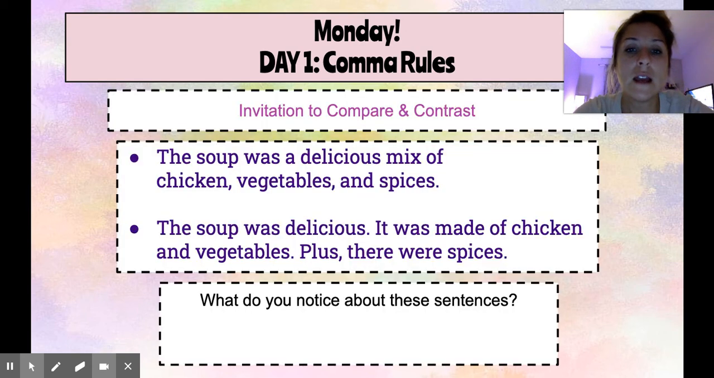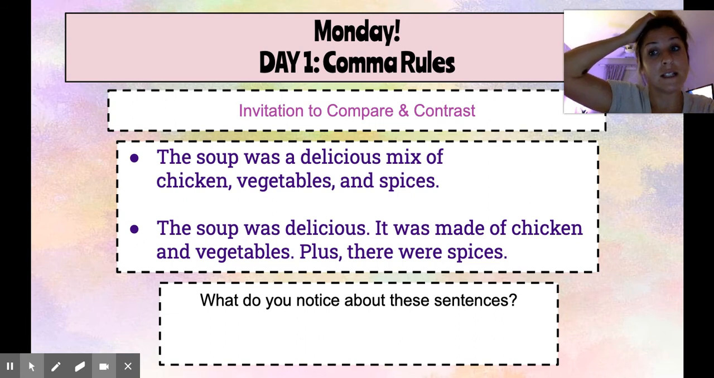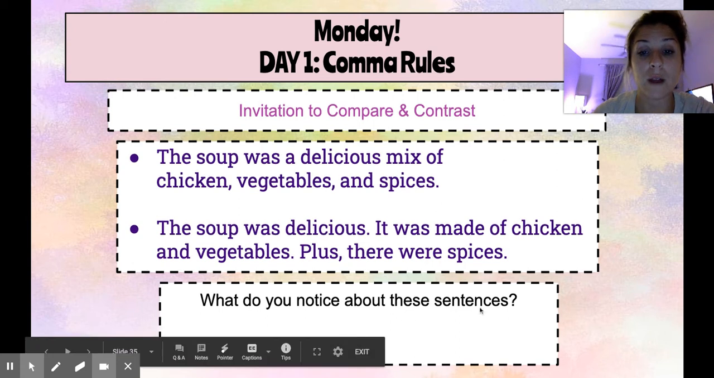Okay, going on. So we are just focusing today on commas in a series. So take a look at these two sentences. The soup was delicious, a delicious mix of chicken, vegetables, and spices. Then the second one says the soup was delicious. It was made of chicken and vegetables, plus there were spices. I want you to pause this video now and type or write in the box, what do you notice about these sentences?